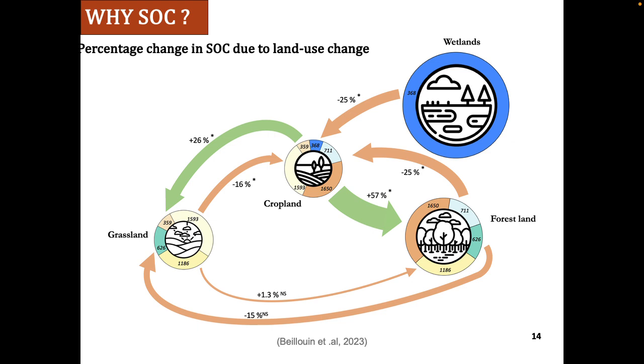So, as we can see, when we change forest land to any other land use, it always decreases, because forest is really the best land use for having soil organic carbon in the soil.